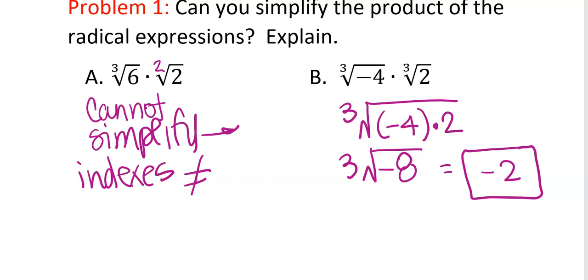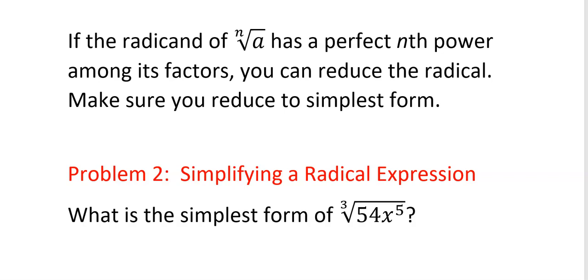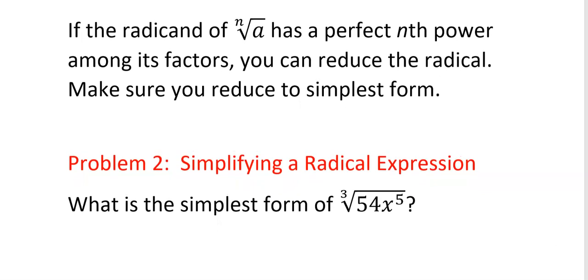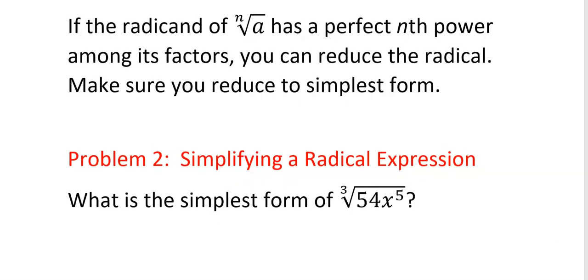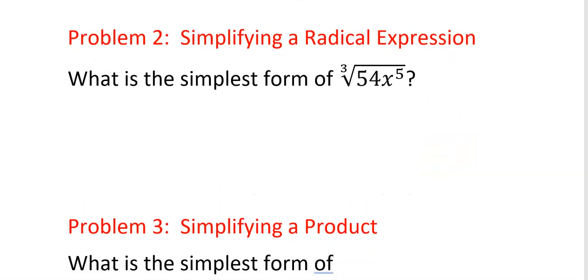We're going to do stuff that's a little bit harder. Okay, so if the radicand, that's the number underneath, A, has a perfect nth power among its factors, you can reduce the radical. Make sure you reduce in simplest form. Okay, so if it's a perfect nth root, which is what we're looking for, we do want to reduce it. And I don't know if you really need to write that down. You always just need to simplify as far as you can.